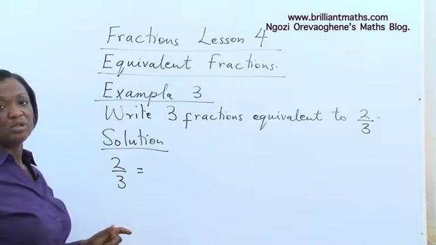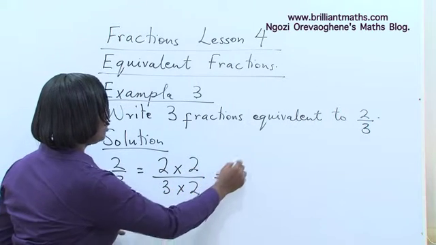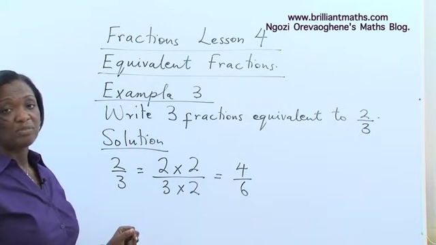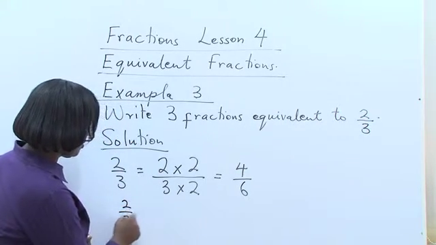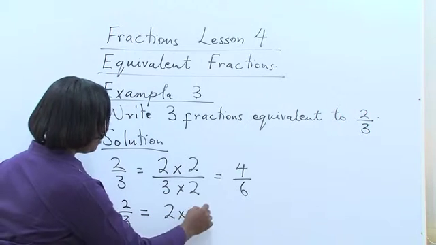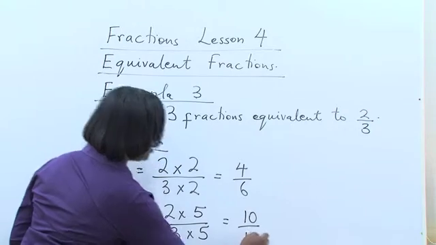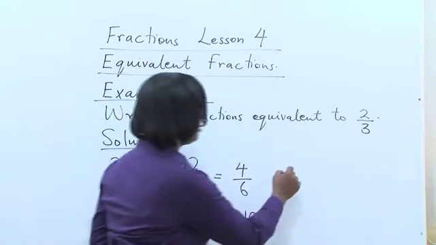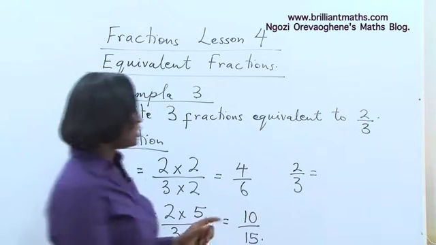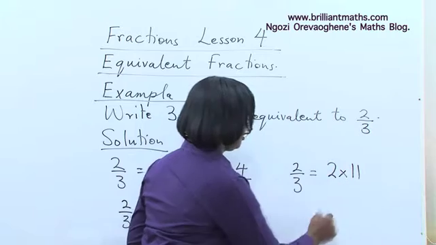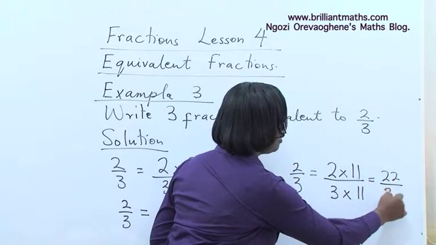2/3 is equal to 2 times 2 over 3 times 2, which is equal to 4 over 6. We saw this from the fraction wall. Another equivalent fraction, 2 over 3 is equal to 2 times 5 over 3 times 5. That gives us 10 over 15. And a third fraction, 2 over 3 is equal to, choose any number of your choice, 2 times 11 over 3 times 11. And that gives us 22 over 33.